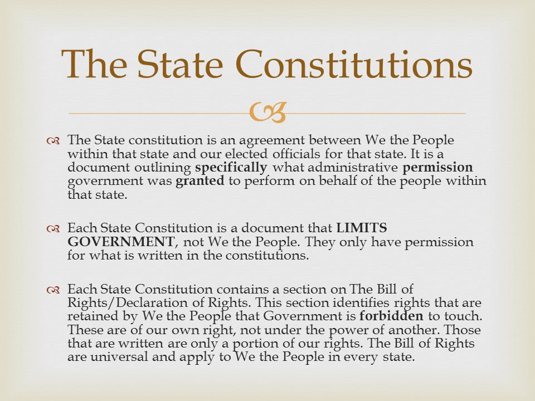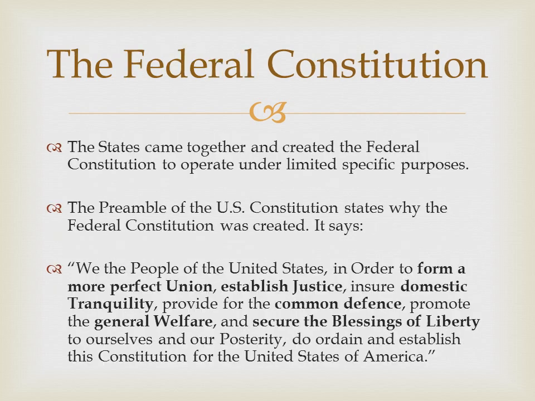Each state constitution contains a section on the Bill of Rights, or called Declaration of Rights. This section identifies rights that are retained by we the people that government is forbidden to touch. These are of our own right, not under the power of another. Those that are written are only a portion of our rights. The Bill of Rights are universal and apply to we the people in every state.